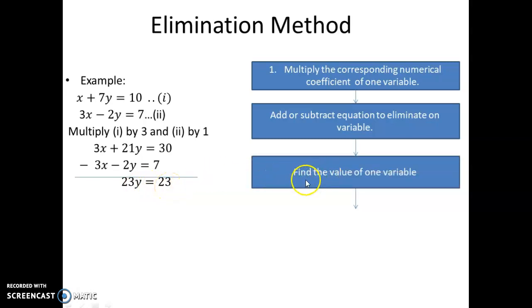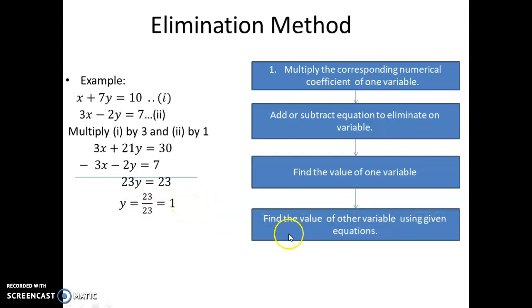Now what does the third step say? Find the value of one variable. Here the equation has been converted into one variable. Now I am going to calculate the value of that variable, that is the variable y. How can I calculate the value of y? By sending the number 23 from left to right. As y is in multiplication, when I send it to the right hand side it will change into division. So the value of y will be 23 divided by 23, which is 1. So I get the value of one variable, that is y.